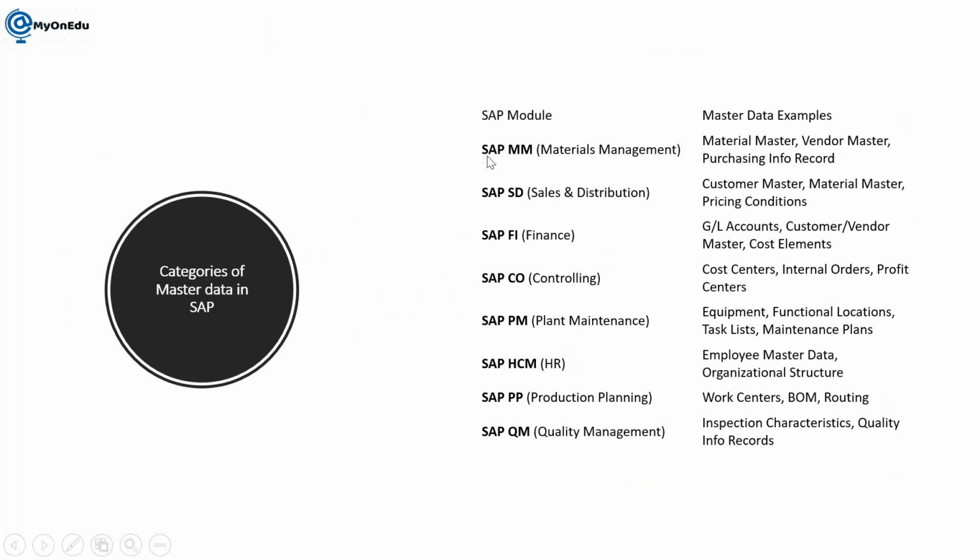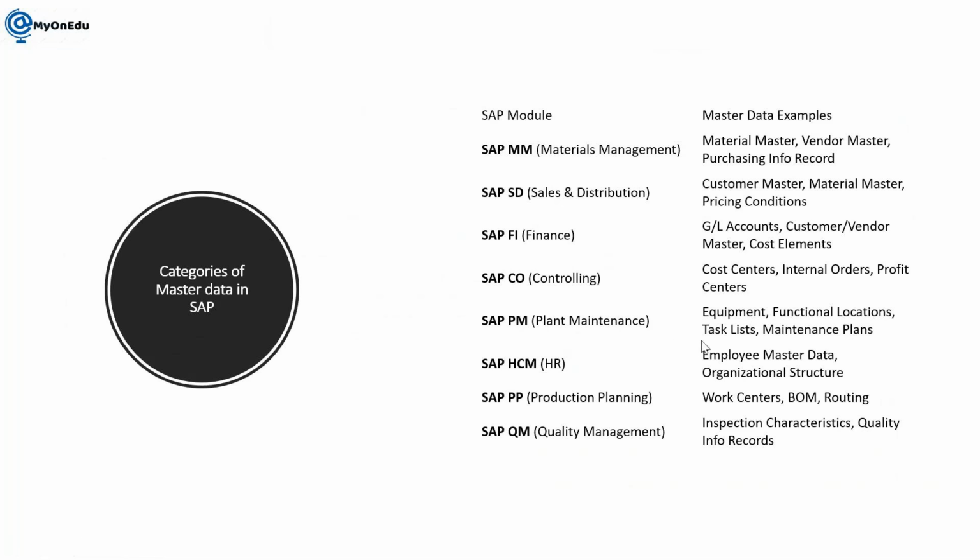So in the module SAP MM, we have material master, vendor master, and purchasing information record, because we are going to use this data as it is. In SAP SD, we have customer master record, material master with the sales view, and pricing conditions. Similarly, in SAP FI, we have GL accounts, customer and vendor masters, and cost elements. SAP controlling has cost centers, internal orders, and profit centers. In plant maintenance, we have equipment, functional location, task list, and maintenance plans.